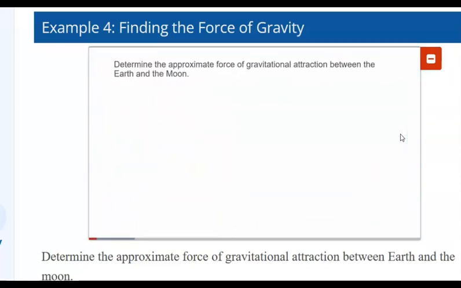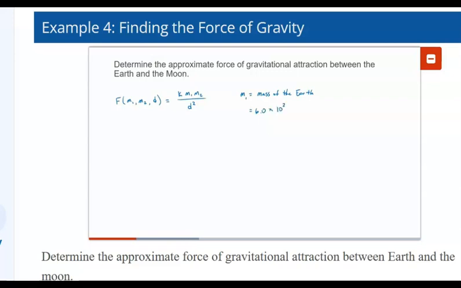Hello. In this example, we will be calculating the gravitational attractiveness between the Earth and the Moon. Determine the approximate force of gravitational attraction between the Earth and the Moon. From physics, we know there's a function that calculates the force of gravitational attraction between any two objects that have mass. That function says that the force of attraction between them depends on the mass of the first object, the mass of the second object, and finally the distance between them. And this function is given by a constant times the product of the individual masses divided by the square of the distance in between them.